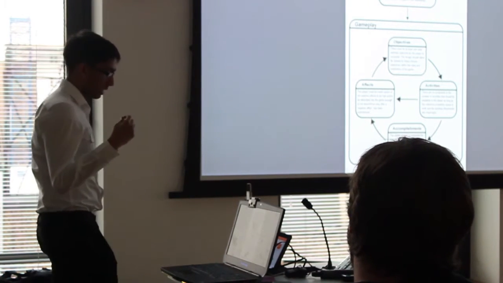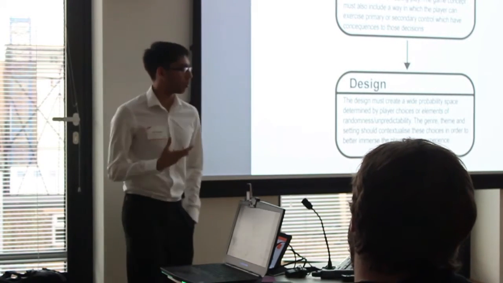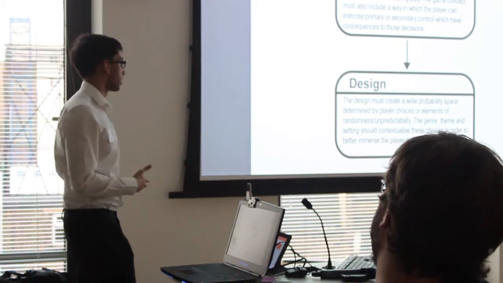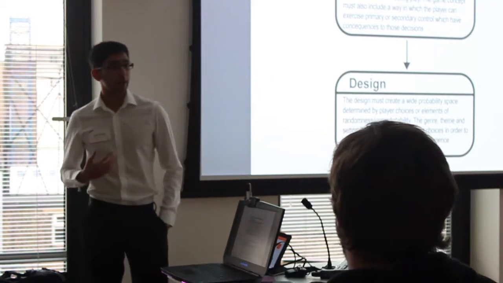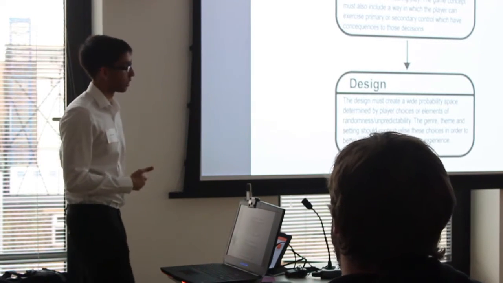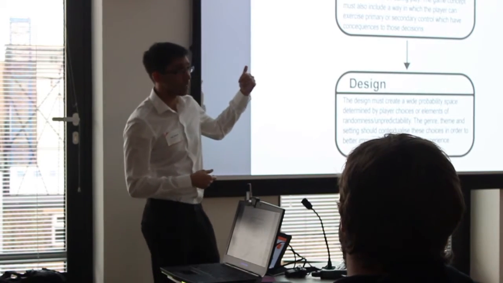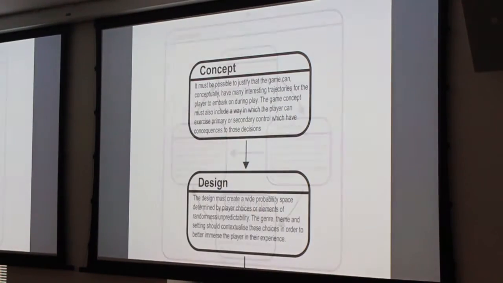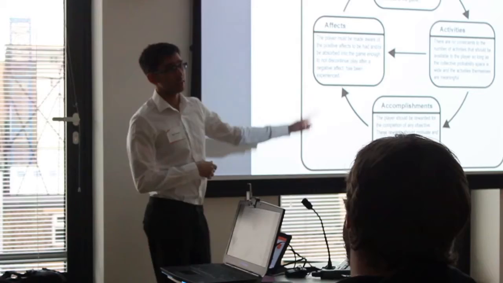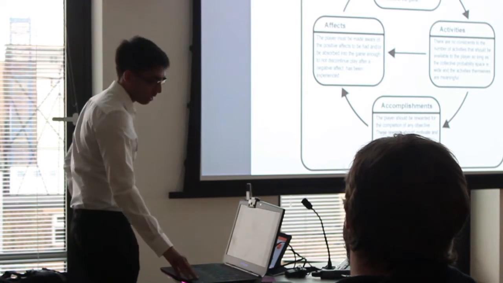But what this theoretical framework achieves is by combining all of these aspects of replayability, you can then use this image and the things it describes to help you assess how replayable a game is by simply just following what it describes. It breaks down ideas of replayability into its concept, its design, and its gameplay sequence. And as you can see here, this gameplay sequence takes heavily from the player engagement cycle: objectives, activities, accomplishments, and effects.